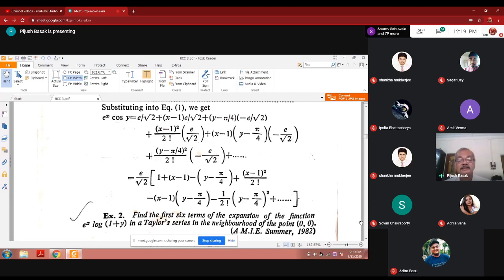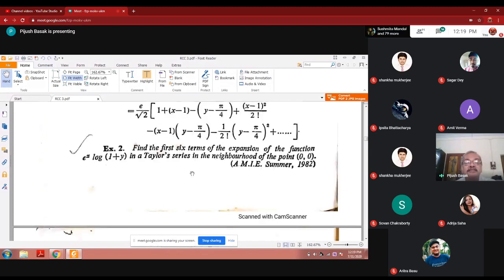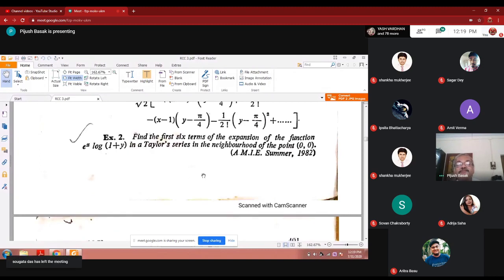Yeah, another problem, because there was some interruption from the phone. Find the first 6 terms of the expansion of the function e to the power x log(1 plus y) in a Taylor series in the neighborhood of the point (0, 0).